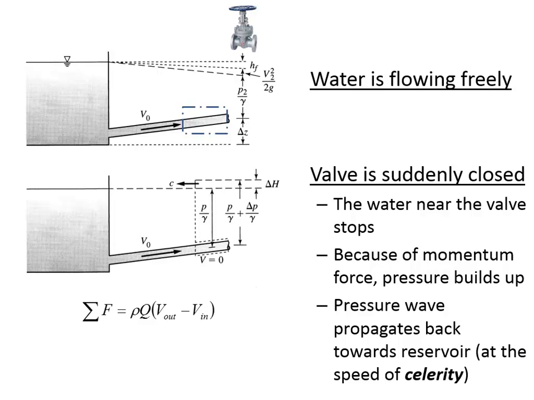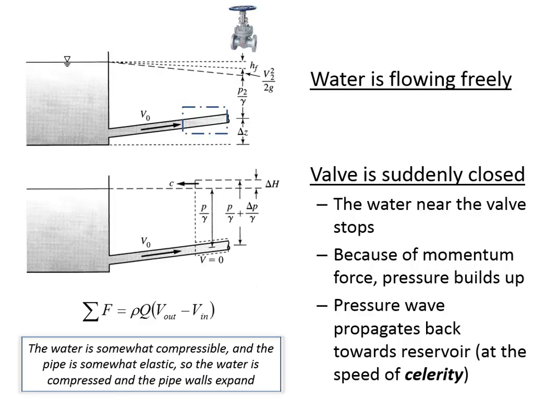And it moves at a speed that's known as celerity. Celerity is the speed of a shock wave moving through water. And this all ties into the fact that water is somewhat compressible, and the pipe is actually elastic. The pipe can expand as the water pressure increases. It swells ever so slightly. And so as it does that, as the pipe expands, it's storing energy. And if the pipe contracts, it's going to release that energy.